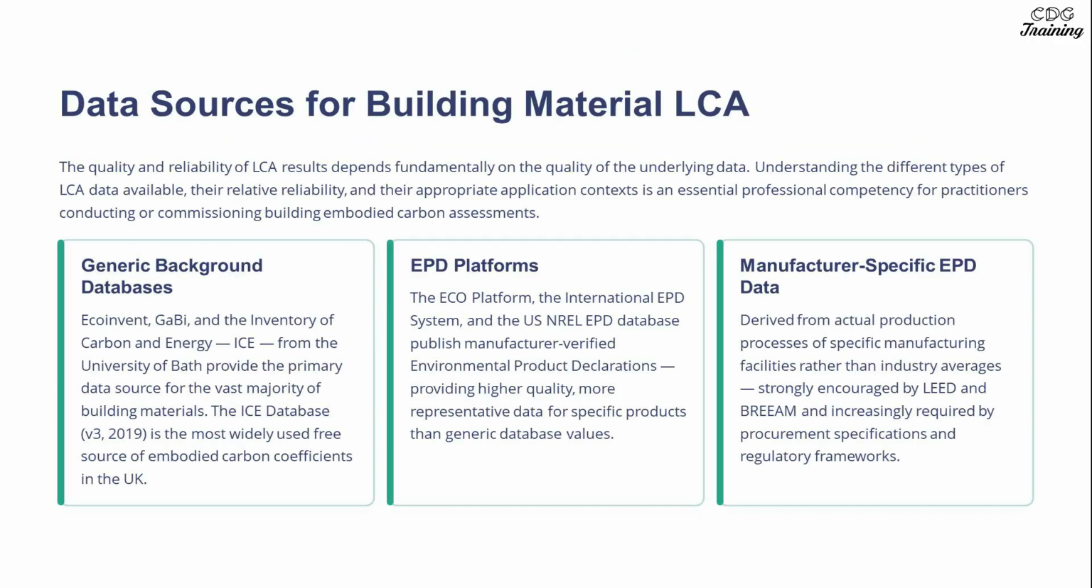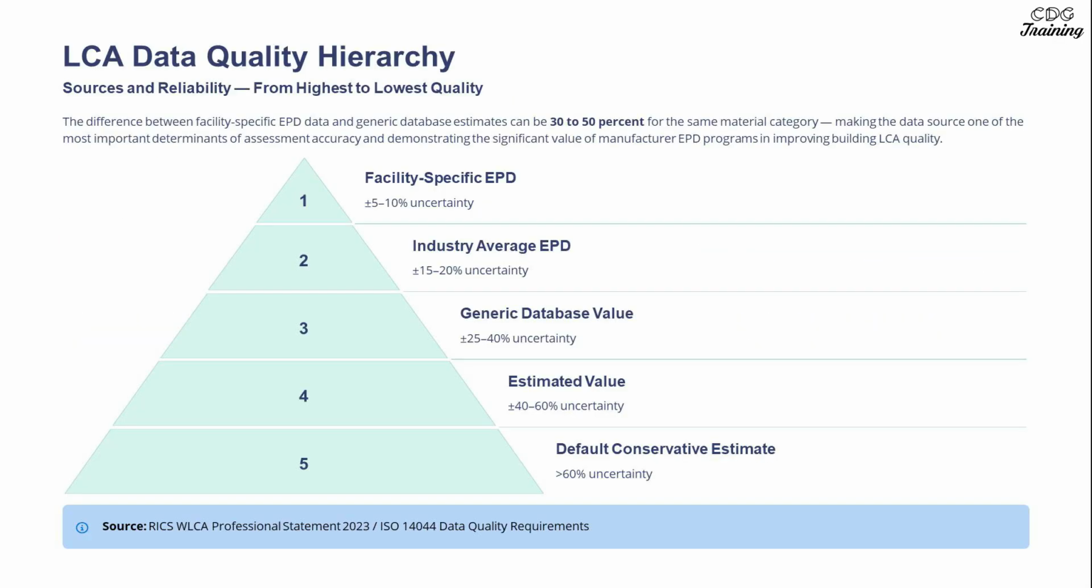The quality and reliability of LCA results depend fundamentally on the quality of the underlying data. Understanding the different types of LCA data available, their relative quality, and their appropriate application context is essential for practitioners conducting or commissioning building embodied carbon assessments. The difference between facility-specific EPD data and generic database values can be 30 to 50% for the same material category, making data source one of the most important determinants of assessment accuracy and demonstrating the significant value of manufacturer EPD programs in improving LCA quality.